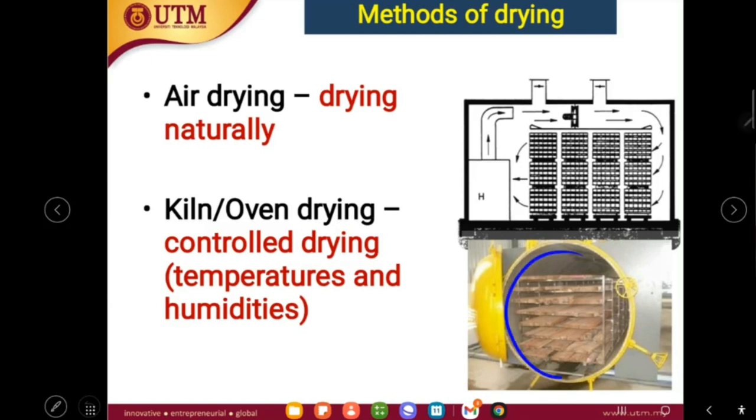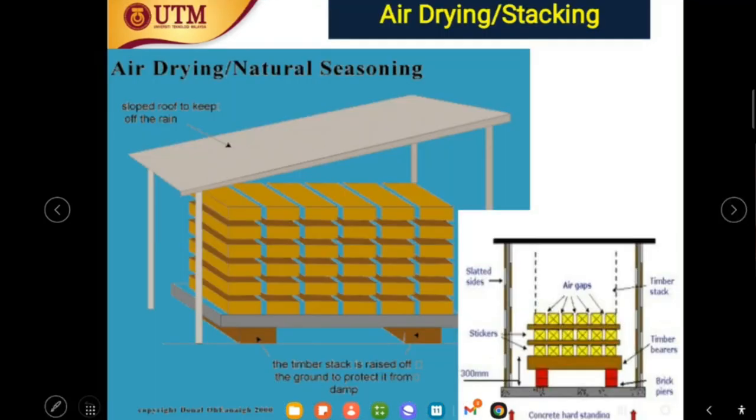We stack our timber products inside the kiln, and then inside the kiln we blow hot air. This is quite different compared with the kiln of cement production, where we burn the clinkers. But here we cannot burn because it is timber. We just blow hot air inside this kiln in order to dry our timber. So this is drying.